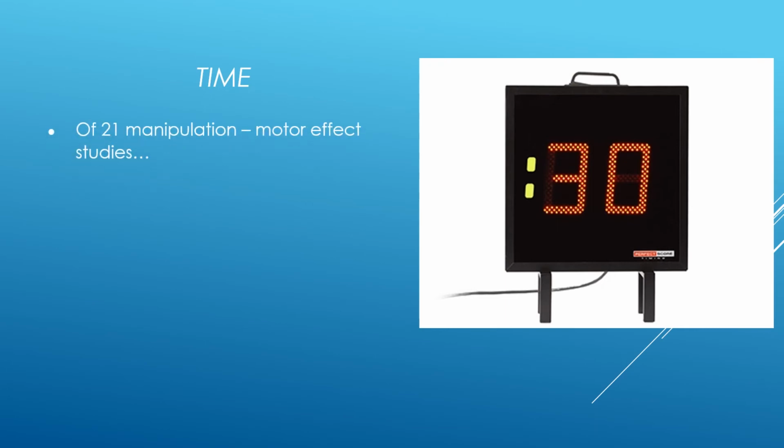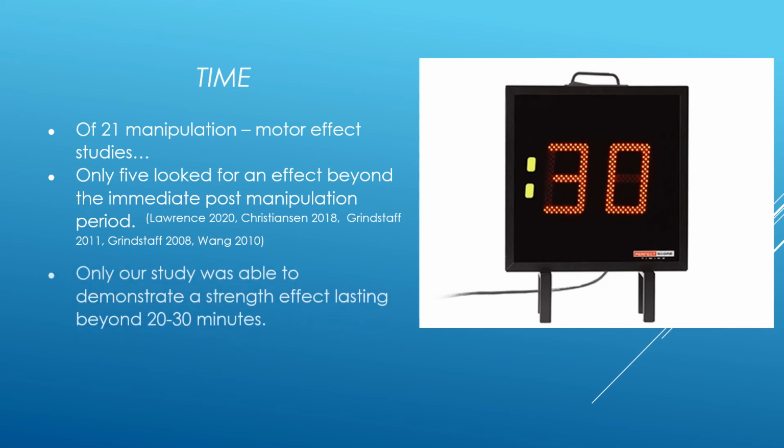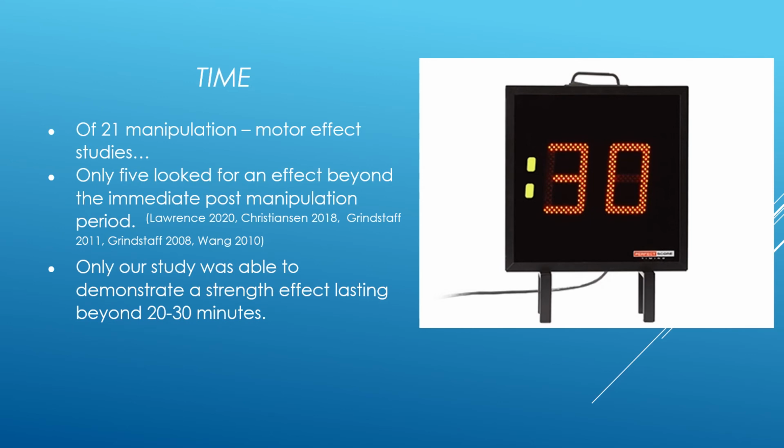In doing a literature review of any and all studies that looked at a motor effect from manipulation, I identified 21 over the past 20 or so years. By the way, this is discussed in more detail in the muscle inhibition background video if you're interested. But of these 21 studies, only 5 looked for the effect to last beyond the immediate post-manipulation time period. And excluding one case study, ours was the only study to demonstrate the strength effect lasting beyond 30 minutes.